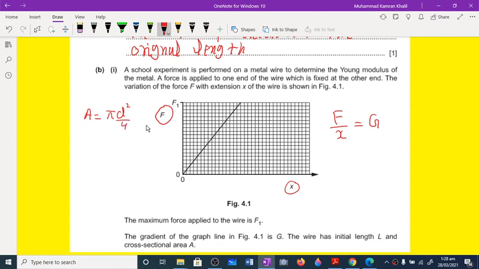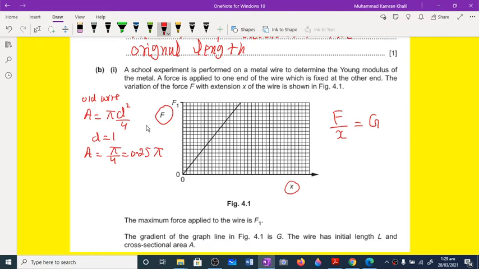Now let's suppose for the old wire, I will take the value of d as 1. Let's suppose d is equal to 1. So area is equal to pi by 4, that is equal to 0.25 pi. Now this is the area of the previous wire.